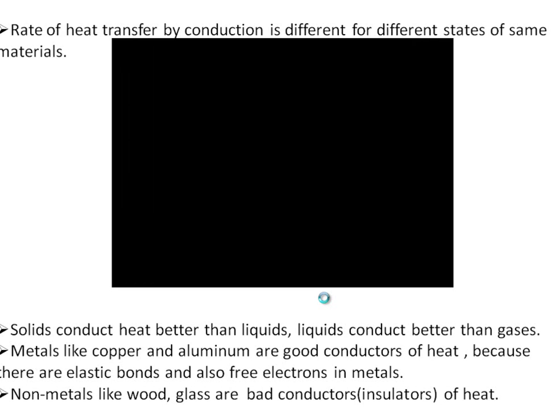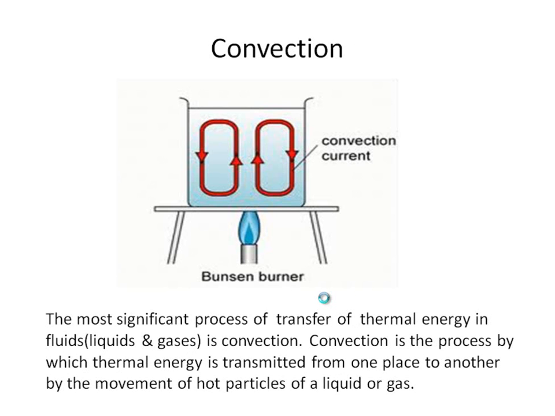Metals like copper and aluminium are good conductors of heat because there are elastic bonds and also free electrons in the metals. Solids conduct heat better than liquids. Liquids conduct better than gases. Now we will go through convection.